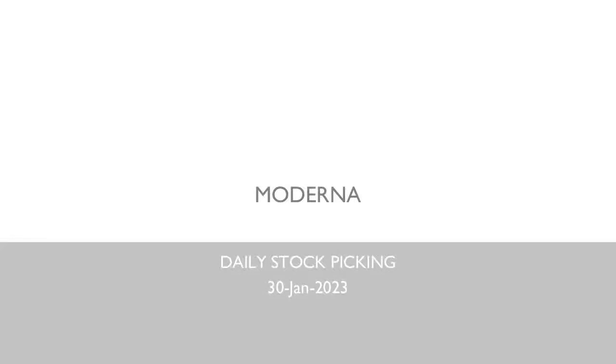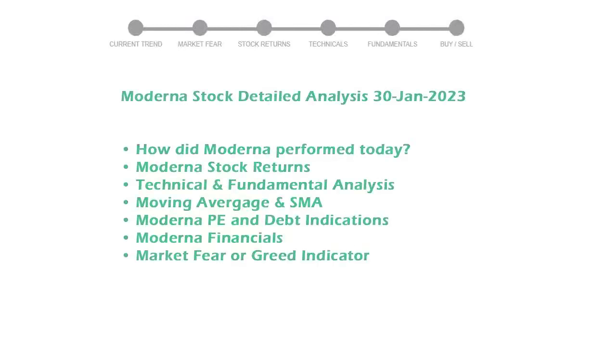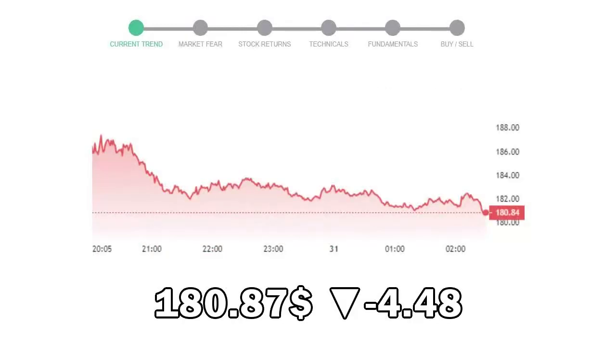Let's perform technical and fundamental analysis of Moderna. We will cover all these points for better stock picking. Moderna closed at $180.87, with the decrease of negative 4.48% in the last trading session.